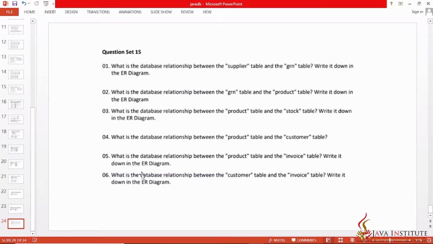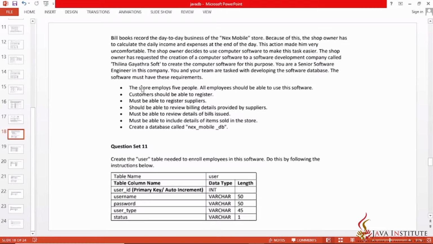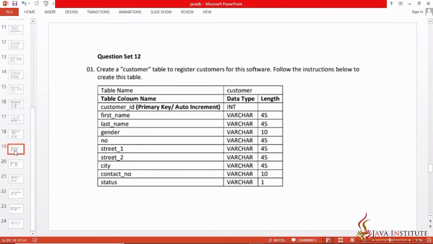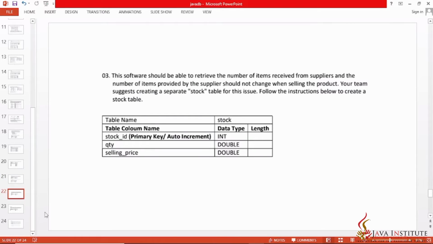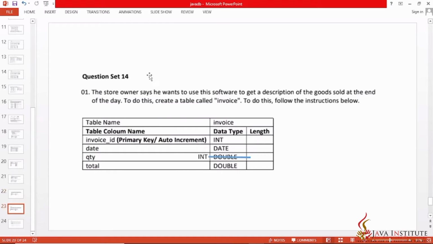Here, this is the last question of the scenario that we began in my video 11. I showed you in video 11 that I created the user table, and the customer table in question set 12, and also the supplier table. Again in video 13 I discussed creating the product table, the GRN table, and also the stock table, and in my previous video 14 I discussed how I created the invoice table also.